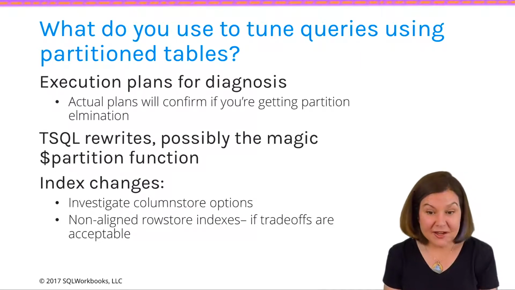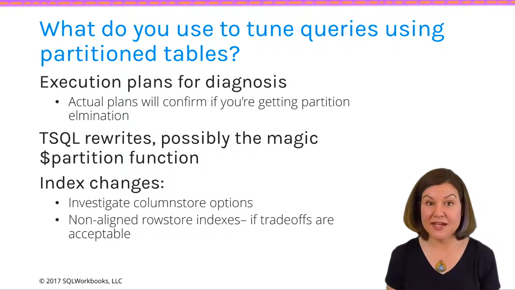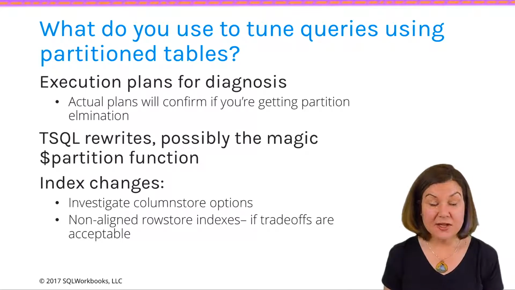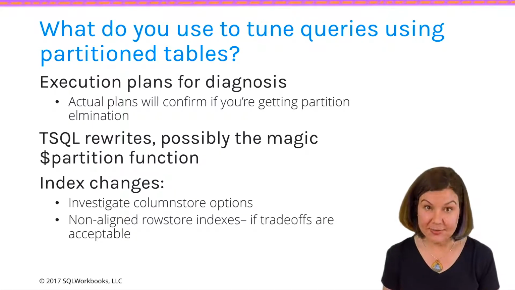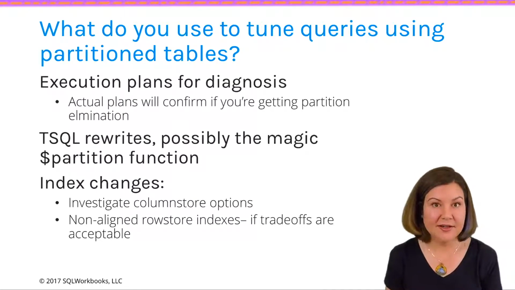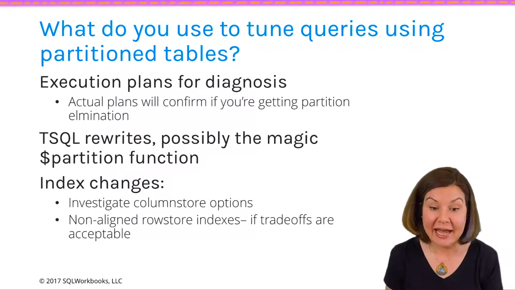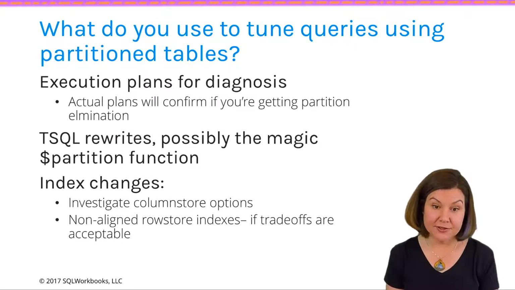If I'm tuning a query that uses a partition table, execution plans are going to be a great tool to help me understand if I'm getting partition elimination. If I can run the query and get an actual plan, then I can get really direct information about whether partition elimination happened on different operators.